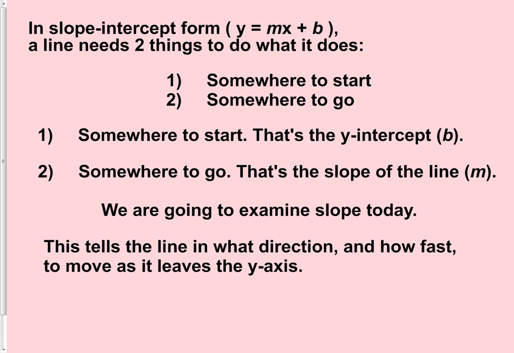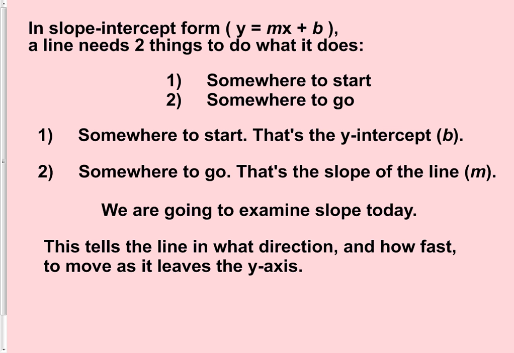The equation of the line is going to give the line two pieces of information. It's going to tell it where to start, and it's going to tell it then where to go. Where to start is the y-intercept. That attaches the line to our Cartesian coordinate plane. Everything else is based upon the slope value, m.